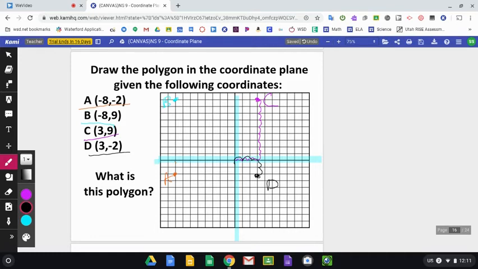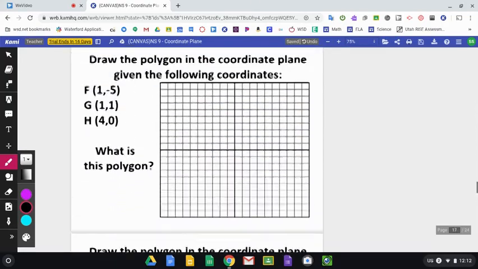Nice. Now, if I played connect the dots, it asks me right here, what is this polygon? I think I went 1, 2. Yeah, I just connected them weird. What is this polygon? How many of you think it's a rectangle? Or it could be a quadrilateral, but most specifically, this is a square.